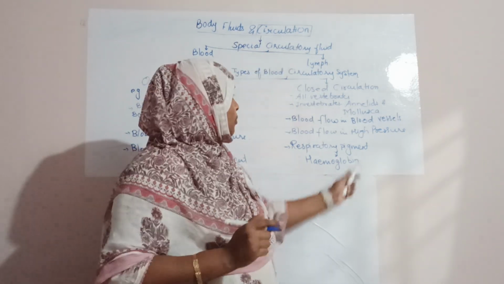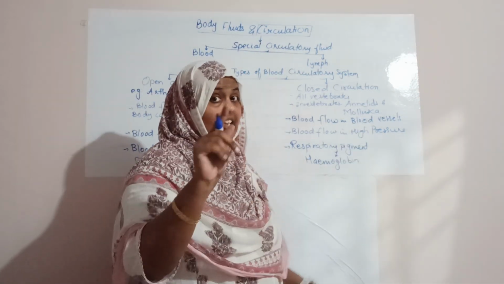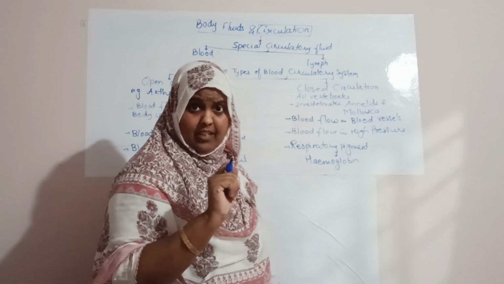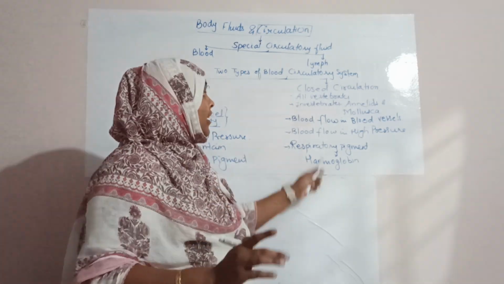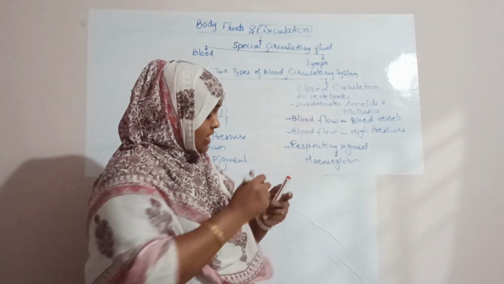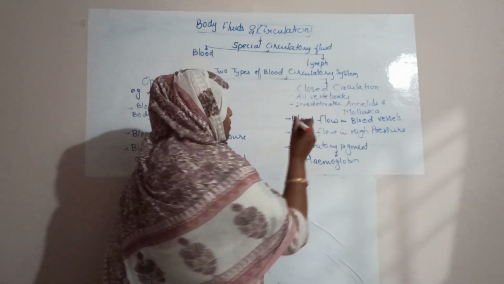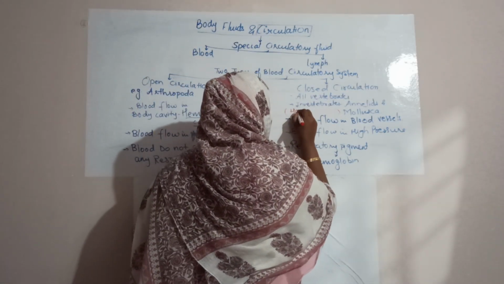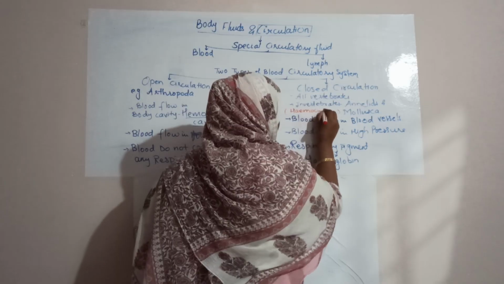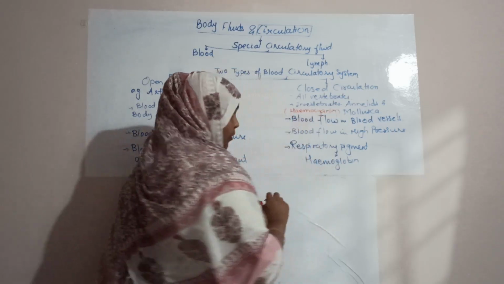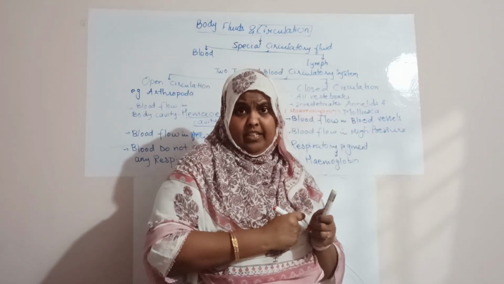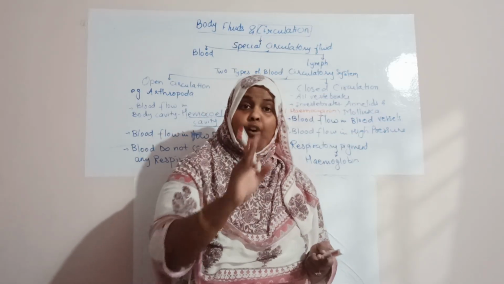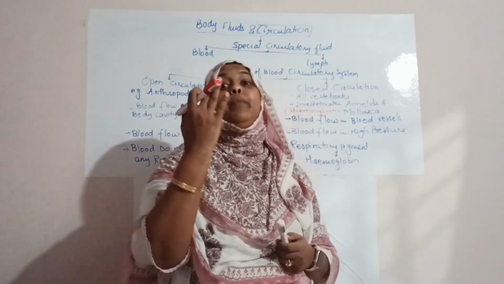Remember one thing: in vertebrates, hemoglobin is present. But in phylum Mollusca, which we study in the animal kingdom, hemocyanin pigment is present. Hemoglobin is an iron-containing pigment. In a mollusca organism, which pigment is present? Hemocyanin pigment, and hemocyanin has the metal copper. That's why in mollusca, blue colored blood is present.